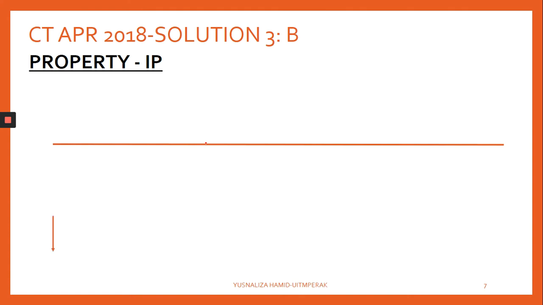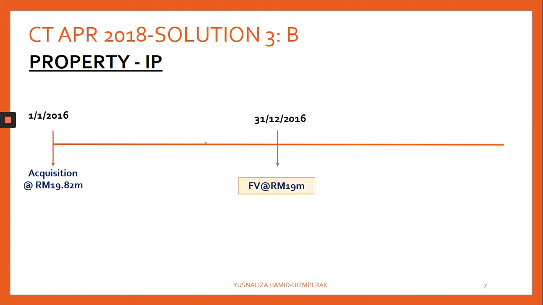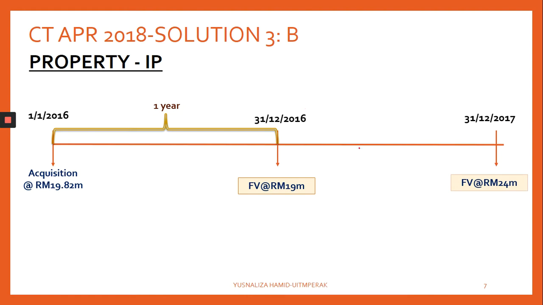Before we proceed with the journal, I will advise and show you the timeline diagram again. So you put the information as at 1st of January, what is the initial cost? It was 19.82 from your calculation just now. Show what is the fair value as at the end of that year, after a year, right? And then you show the second fair value.